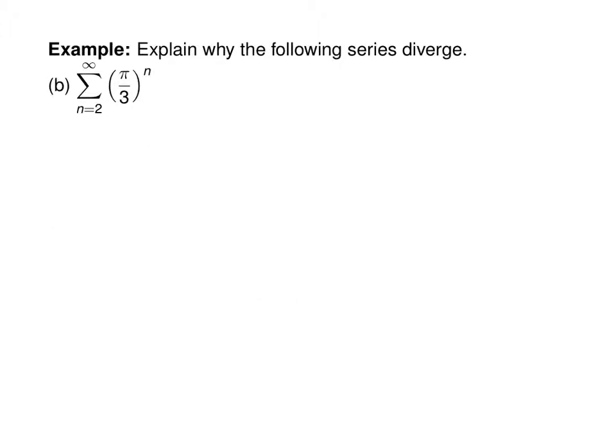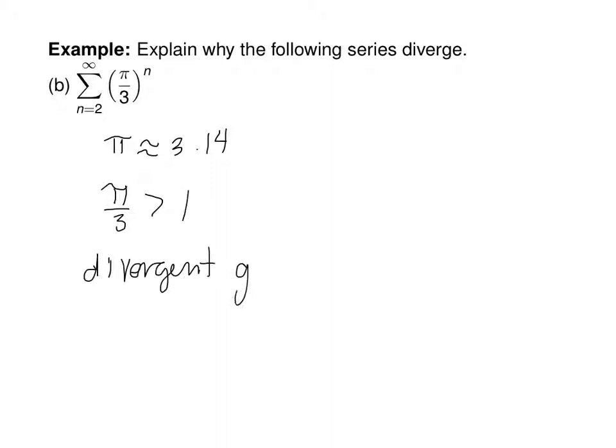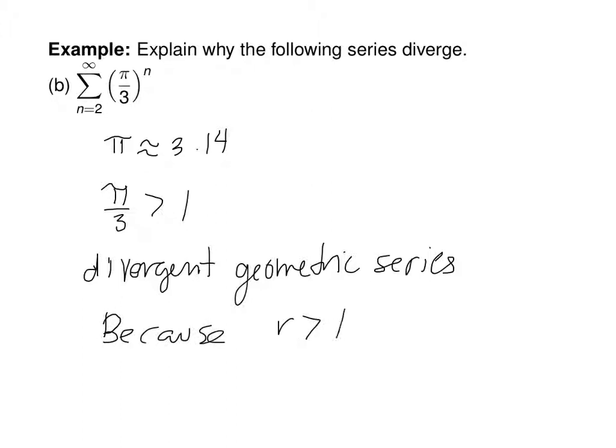Here we have pi over 3 to the n. Well, since pi is about equal to 3.14, that tells us that pi over 3 is greater than 1. So this is a divergent geometric series, because r is greater than 1.